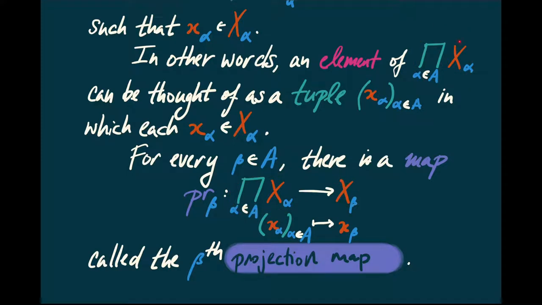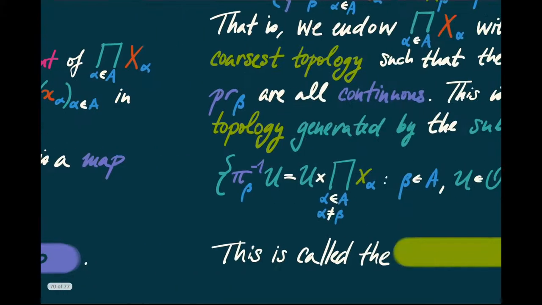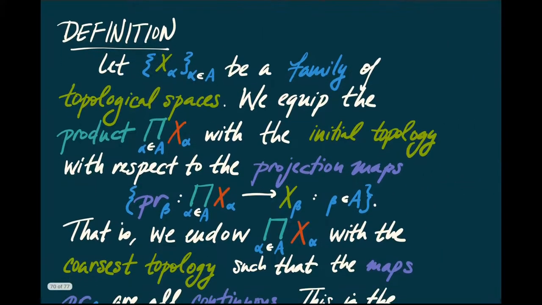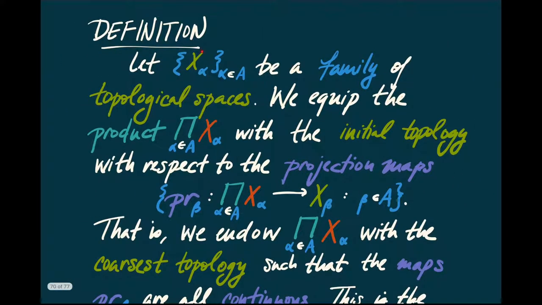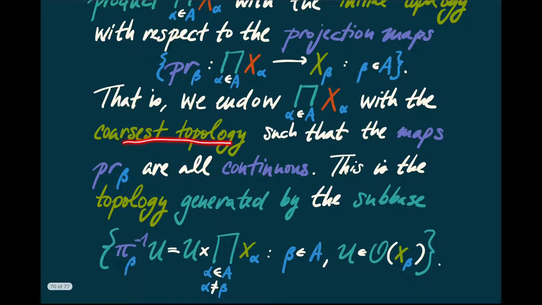So we're going to use these projection maps to define a topology on this product in the circumstance that each of these X alphas is given a topology. Let's do that now. So suppose that we have our family, but now our family is a family of topological spaces. Each one of these X alphas has a topology on it. And we're going to take our product set and equip it with a topology. That topology is going to be the initial topology with respect to the projection maps pr beta. That means that we're looking at the coarsest topology on the product such that all of these maps pr beta are continuous.